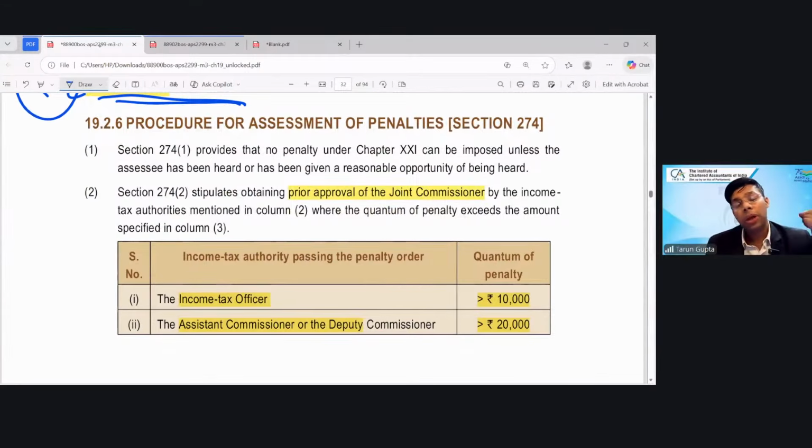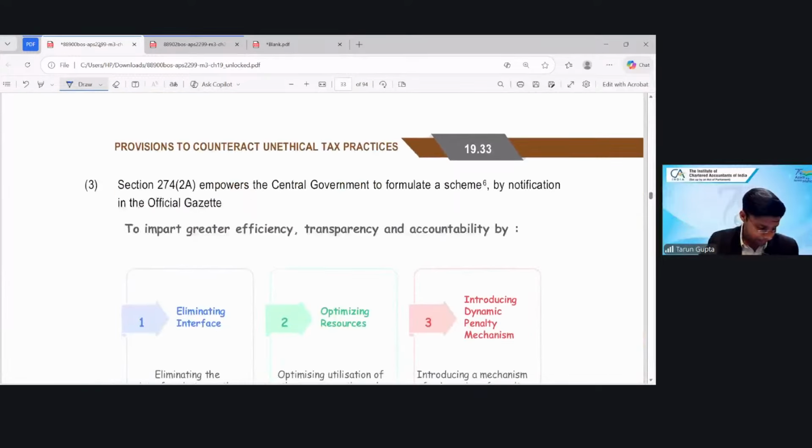Penalty is levied with the approval of JC. If the AO who is levying the penalty is ITO, then he needs to take the approval of JC if the amount of penalty exceeds 10,000. If the penalty is levied by the assistant or deputy commissioner, then they need to take approval if the penalty amount exceeds 20,000. So ITO can levy penalty only up to rupees 10,000. Beyond it, he has to take the approval of JC, Joint Commissioner. AC or DC can levy penalty only up to rupees 20,000. They have to take approval of JC if the amount exceeds 20,000.